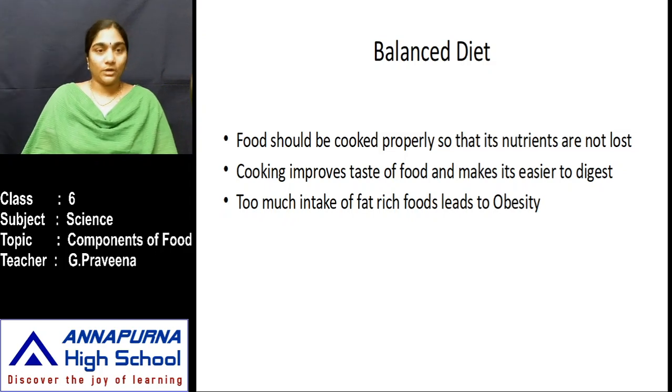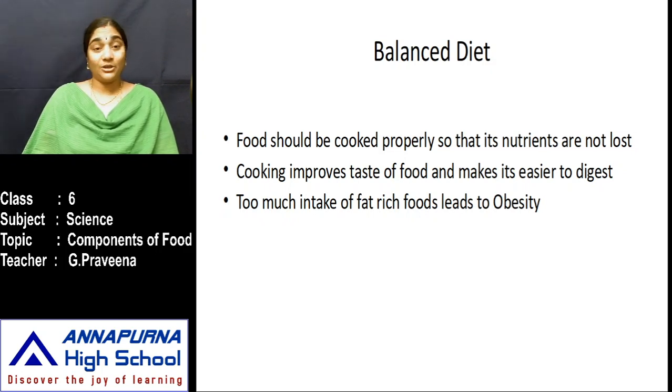Now let us see what is meant by balanced diet. So the diet which consists of all the kinds of nutrients such as carbohydrates, proteins, vitamins and minerals, in an equal proportion, along with dietary fibers and water, such a diet is called a balanced diet.